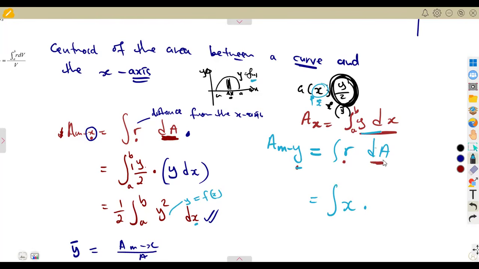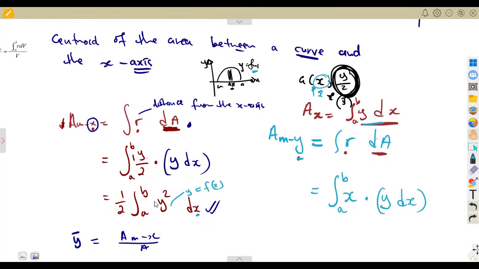Our dA is the area expression. And what is our area expression? Our area expression is going to be y dx with our limits from a to b. So this is the area moment that you're going to use. From the same diagram, same information, but the area moment for y has changed. As we can see here, we can't multiply like what we did, y times y. This one is just going to remain as it is.